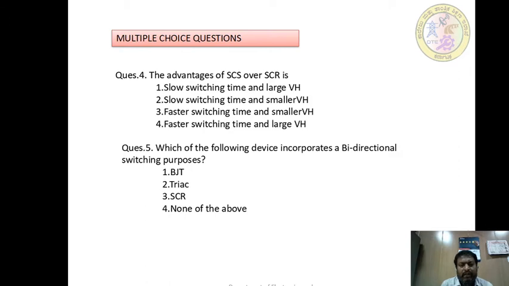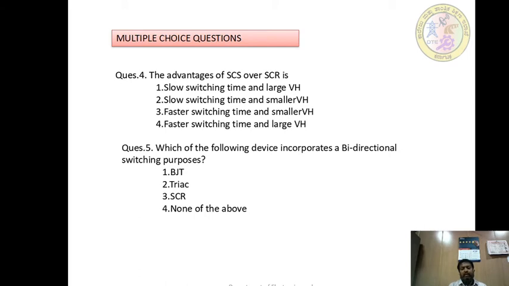So here the advantage of SCS is that it has a faster switching time but a smaller VH. Whereas the SCR has a faster switching time but a large VH. VH should be very small. So within a small range of holding current we can make the device turn on, whereas the SCR requires a very large voltage compared to this.